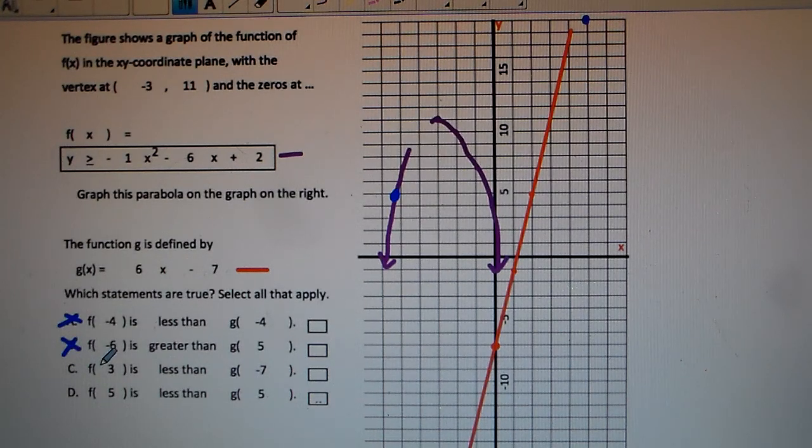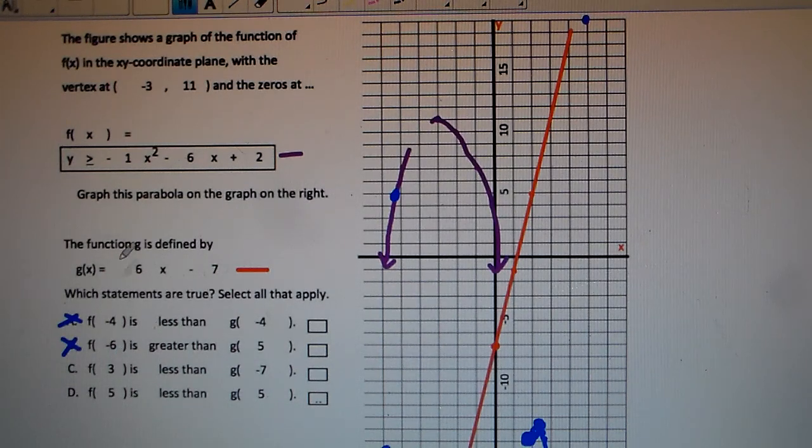Now we've got to compare C. F of 3. So in this purple line, at 3, well, it'll be pretty far down. Like way down here. Is it less than g of negative 7? Well, g at negative 7, they're both way off the graph. So when that happens, when they're both off the graph, we're going to have to calculate it algebraically. Which is okay too. You could even do this for all of them if you really wanted to.